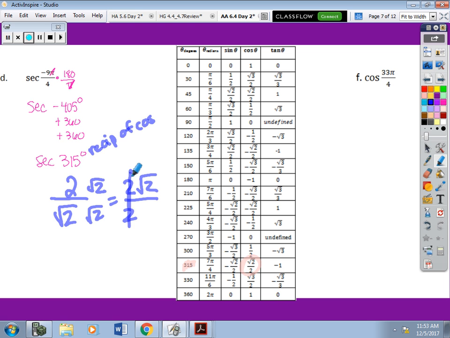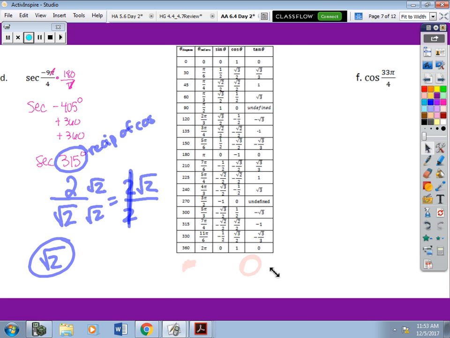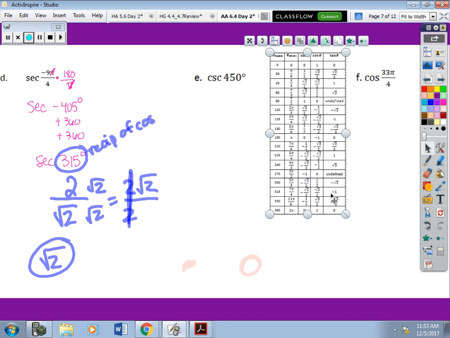And then some of you have just been not simplifying all the way down. So if you have 2 outside numbers, you can reduce them or divide them out. And our final answer here should be just the square root of 2. But 315 was the coterminal. All right, you guys try the E and F.